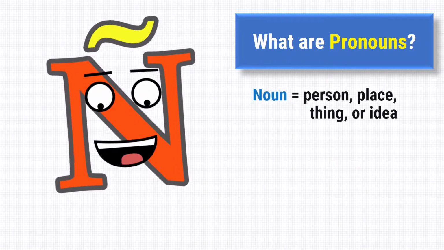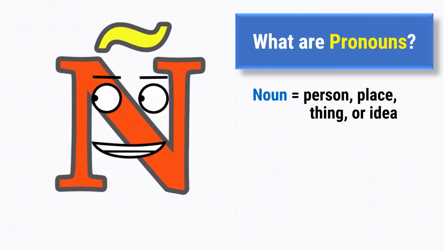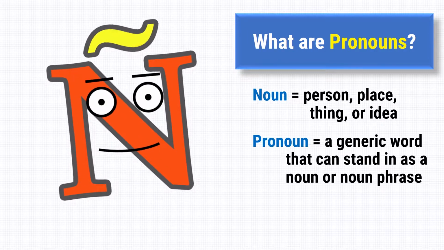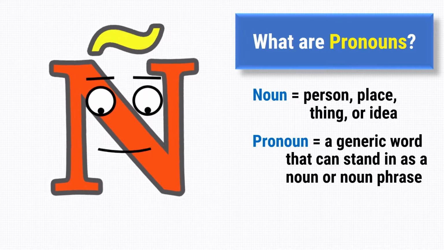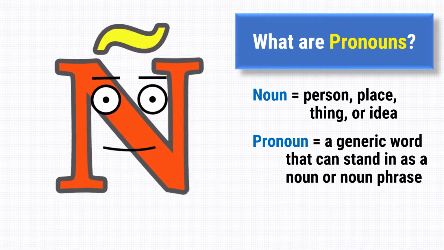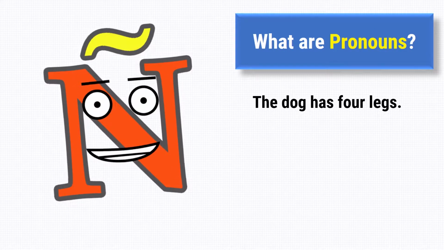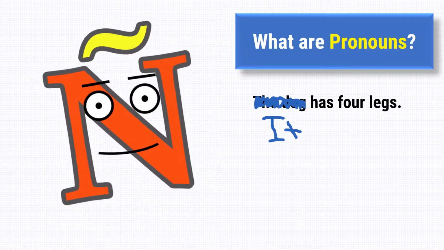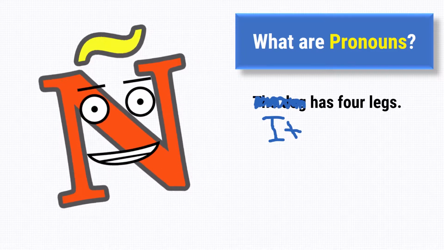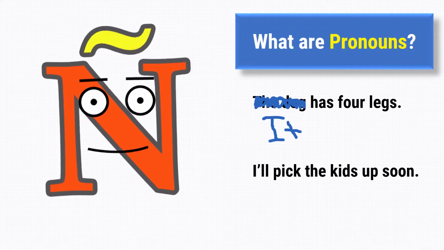Next, I want to talk about pronouns. First, a noun is a person, place, thing, or idea. And a pronoun is a generic word that can stand in as a noun or a noun phrase and still keep the same meaning. So for example, if we had the sentence, the dog has 4 legs, we could replace the dog with the word it. It has 4 legs. It carries the same meaning, but it is standing in for the dog.